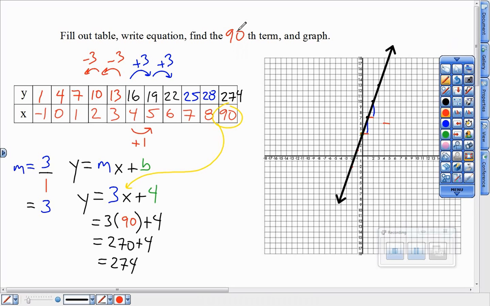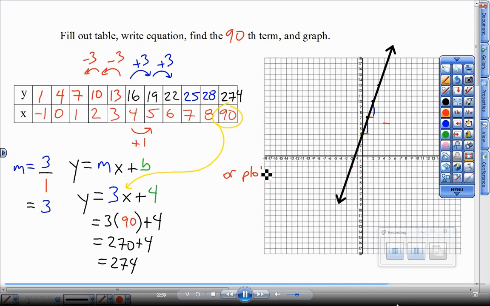Alright, one last problem. And again, if you don't finish, homework is to finish this tonight. Make sure you know this.